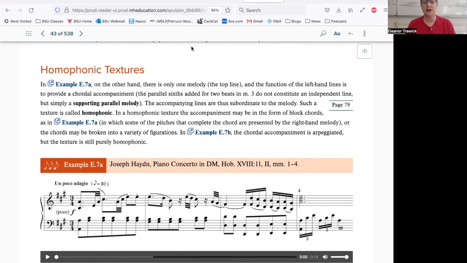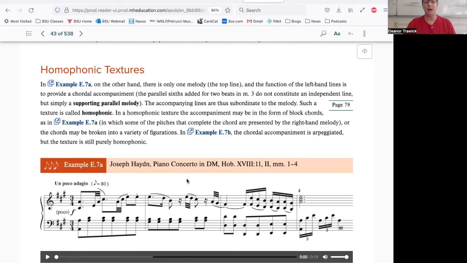Homophonic texture can take one of two forms. The first is that it can be a melody plus an accompaniment. And when we say it's a melody plus an accompaniment, sometimes the accompaniment is a very separate thing, and then sometimes there can also be a supporting parallel melody.